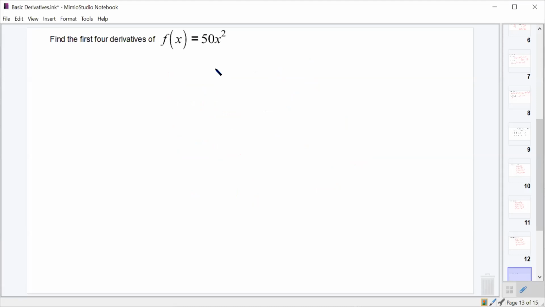All right, you guys do these four for this one. This is the last one we'll do the first four derivatives of. And then we'll move on to some other stuff, and then we'll be done pretty soon.